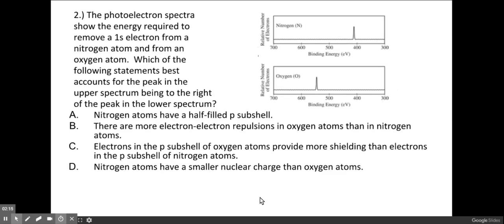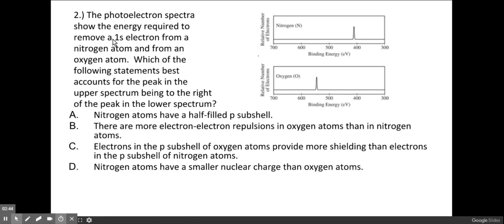Question number 2. The photoelectron spectra show the energy required to remove a 1s electron from a nitrogen atom and from an oxygen atom. Which of the following statements best accounts for the peak in the upper spectrum being to the right of the peak in the lower spectrum? Pause. Choose your answers.